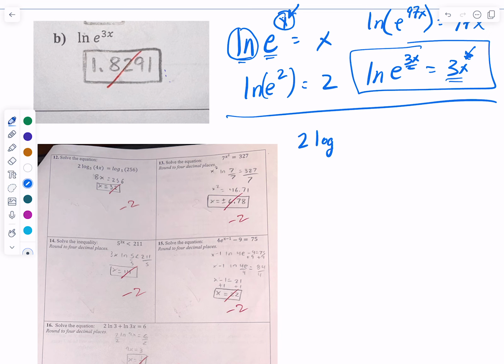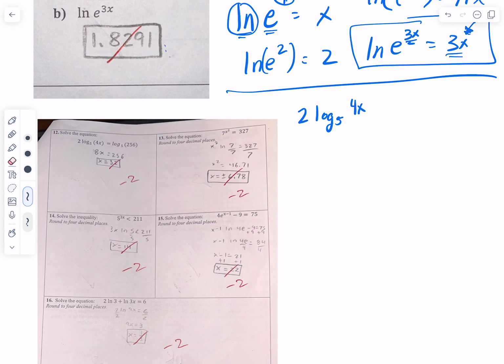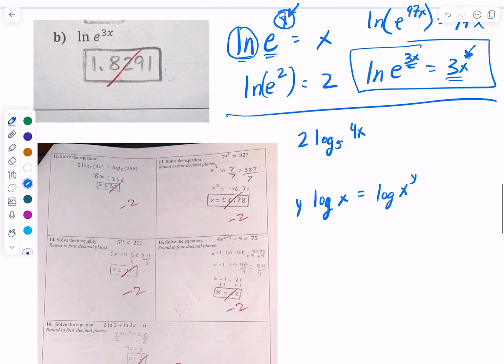2 log base 5 of 4 to the x. So we're gonna use an interesting rule here, right? So we know, first of all, let me just tell you the rule. So y times the log of x is the same thing as log of x to the y. Right? So that's the same thing as this rule here, right?